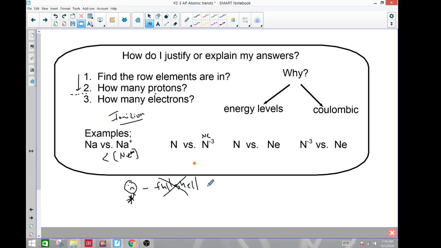What we want to reference is Coulombic attraction. Okay, if you reference a full shell here, I'm automatically going to mark it wrong. We do not want to do that. Okay, so who is it more difficult to remove an electron from? First things I would mention to you is that it's not this guy. Okay, this is the one that's more difficult to remove an electron from than this one.